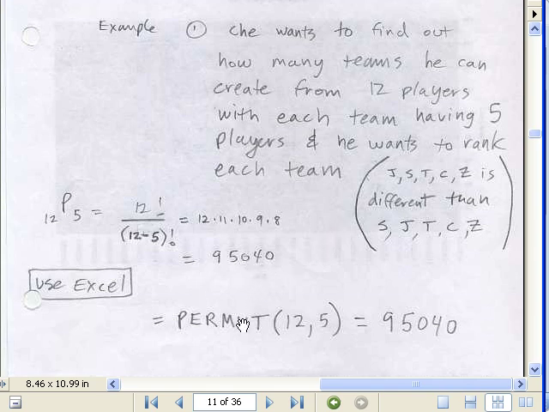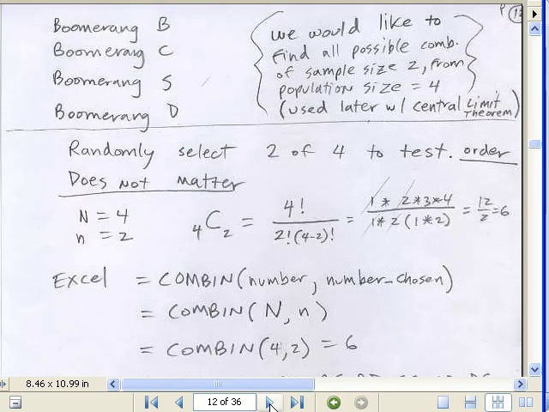95,040. Oh, my heavens. Luckily, I didn't have to do that math. That's going to be a lot of different teams to pick from. Che must be a genius or something like that to pick from all those. But there you go. There's permutation. We'll see that in Excel in our next video. And that's how you calculate it. Let's go to our next slide.